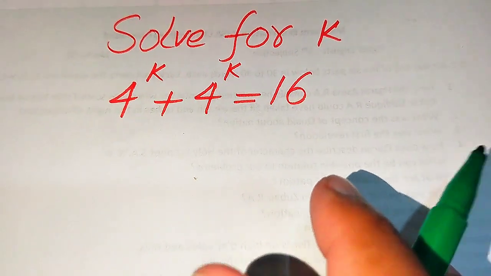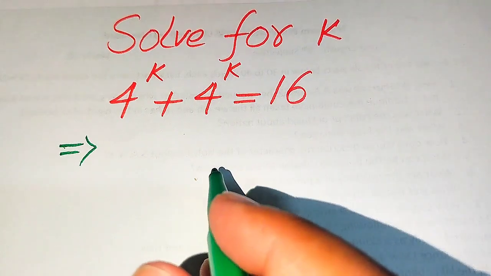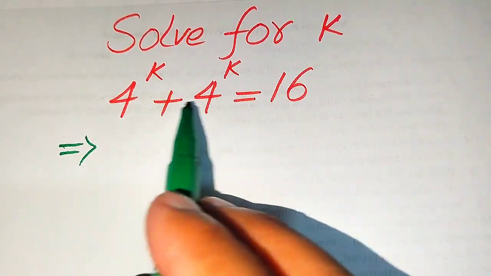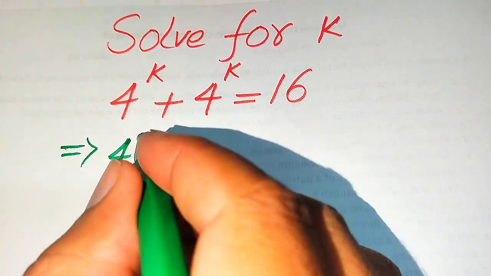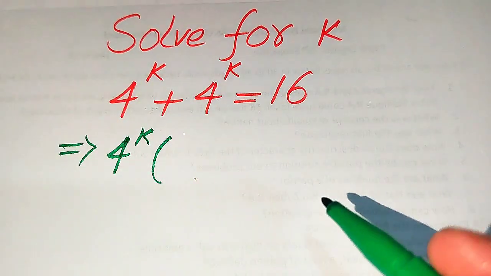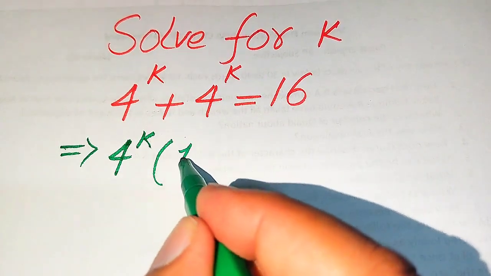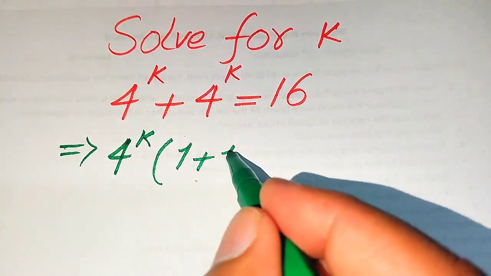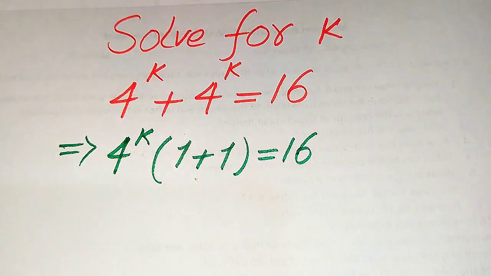And now we move towards the solution of this problem. And here the very first thing we are going to do is, you see that 4 to the power of k is the common term, so here we need to take common 4 to the power of k. So when we take common 4 to the power of k, the remaining values, from here we get 1 plus from here we get 1 is equals to 16.